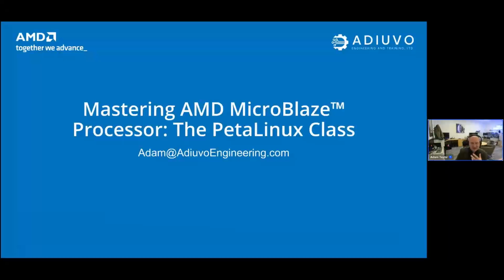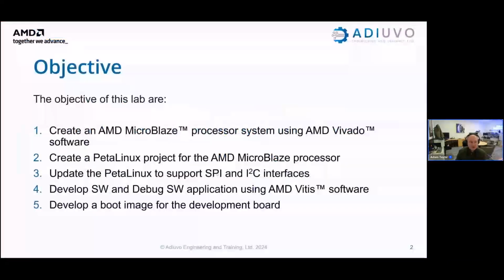So like I say, we're gathered here today to try and work through and learn how to create a MicroBlaze processor that runs PetaLinux. And this is following on from one of our sessions that we had last year, where we talked a lot about the MicroBlaze and how to create MicroBlaze applications. So our objectives for today really are we're going to create this MicroBlaze processor system. We're going to use Vivado for that.